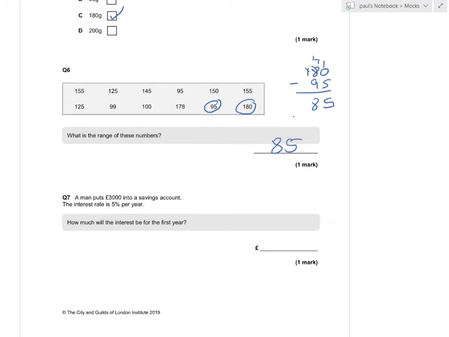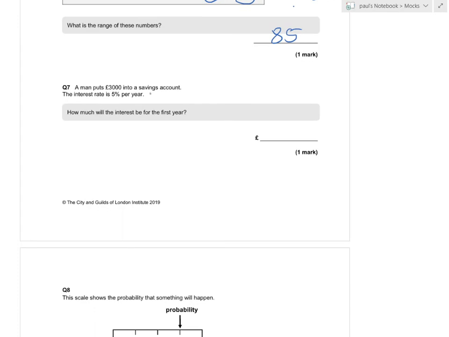85. Right. A man puts £3,000 into savings. The interest rate is 5%. How much will it be for the first year? So you've got to work out 5% of that. So again, 10% is 300. So 5% is going to be half of that, which is 150. So £150.